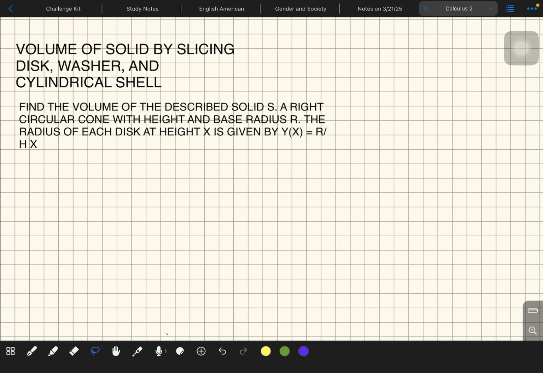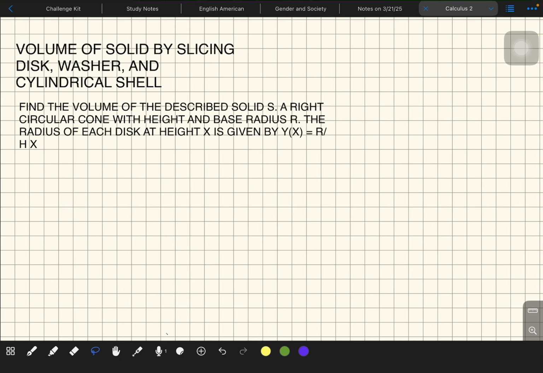So now let's proceed to the volume of solids by slicing: disc, washer, and cylindrical shell. Our problem is to find the volume of the described solid, a right circular cone with height h and base radius r. The radius of each disc at height x is given by y of x equal to r over h times x. Now this problem is identified as disc.